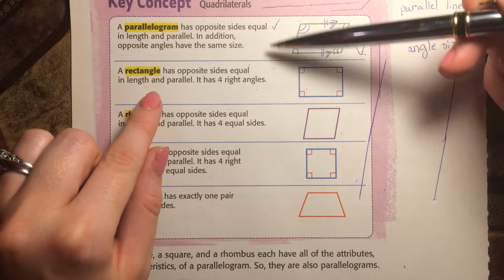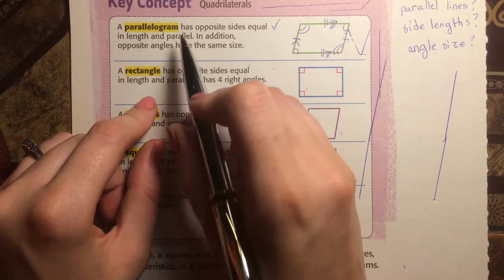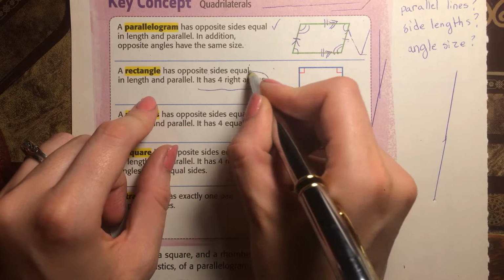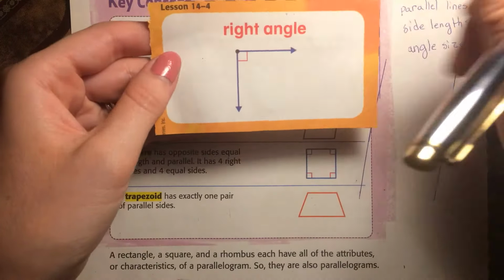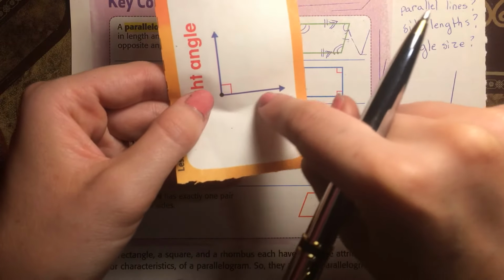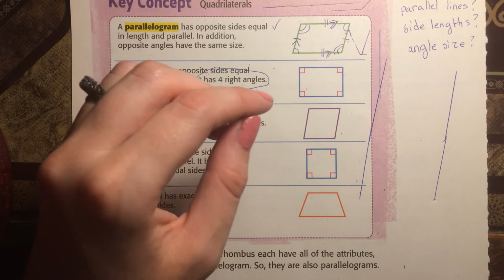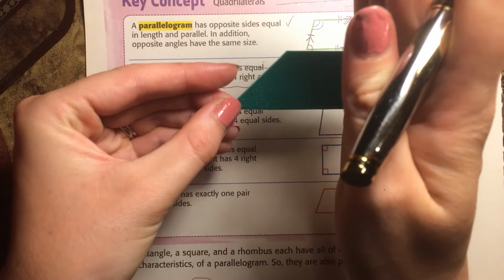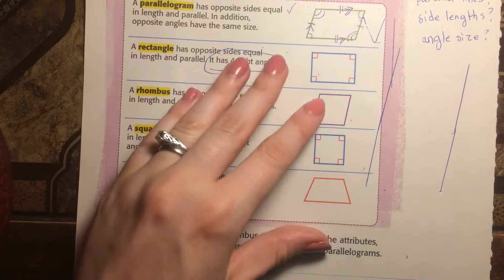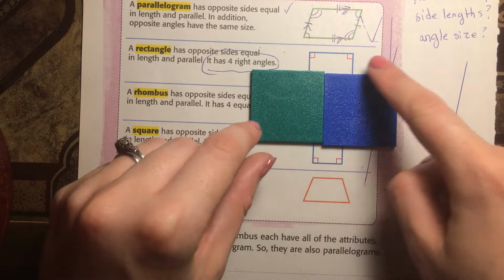So it's basically the same as this, but what's new? Opposite sides equal in length and parallel, that's the same, but here's the new part, 4 right angles. Remember our right angle, we often see the little square, it comes to a perpendicular intersection, it's 90 degrees. So a rectangle is like a parallelogram, but instead of being slanted, these lines just straighten out into a 90-degree angle.